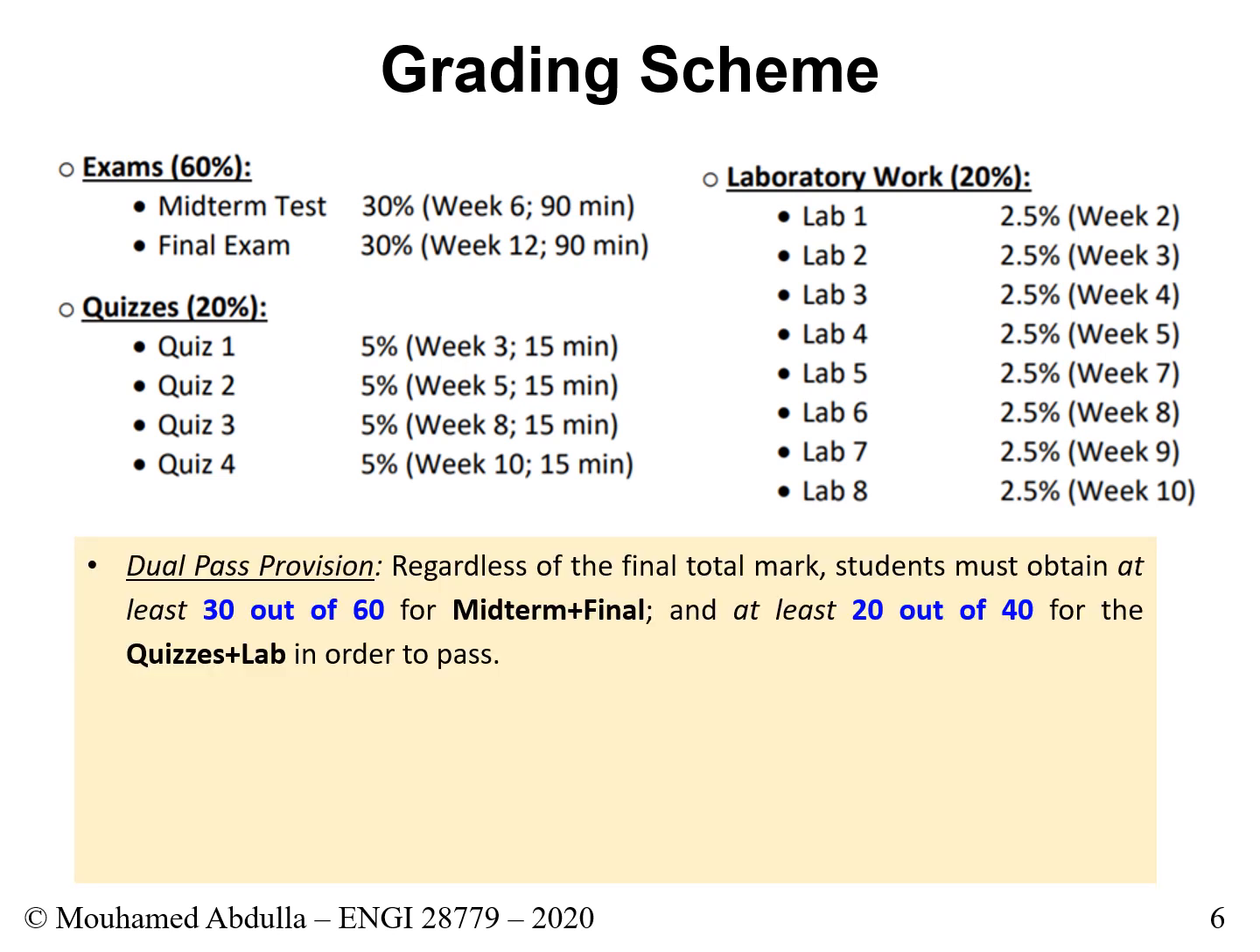Now, you should know that we will follow the dual pass provision. Many of you know what it is. You've been at Sheridan for some time, and you've had courses with me, so we usually have the dual pass provision in my courses. What it means is you need to pass the exam component by itself, so you need to get at least 30 out of 60 for the midterm and the final, and you need to get at least 20 out of 40 for the lab and quizzes.